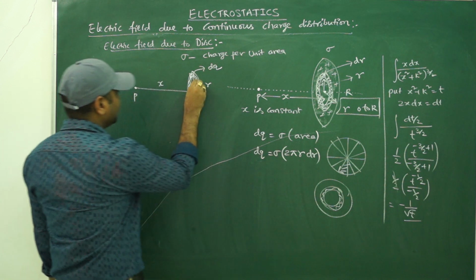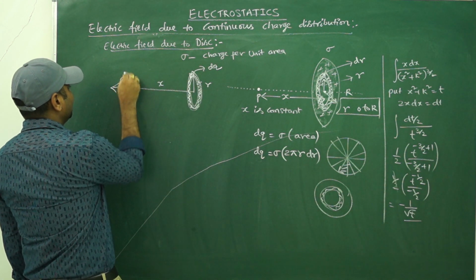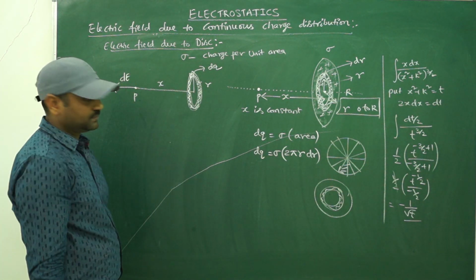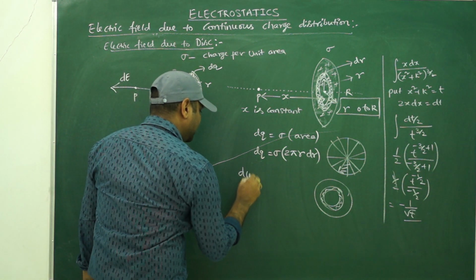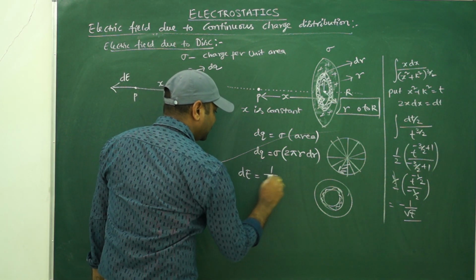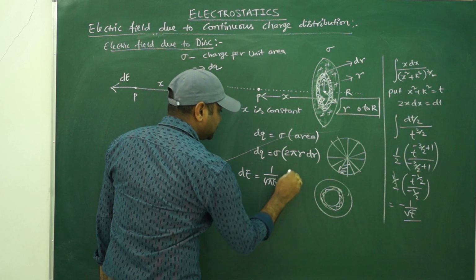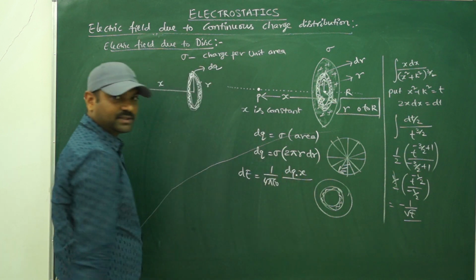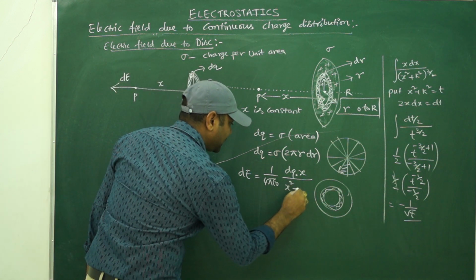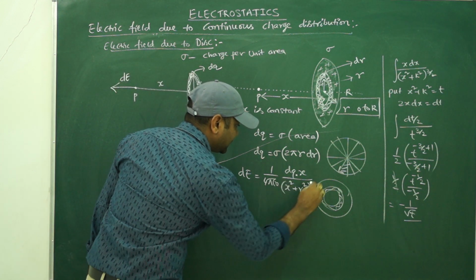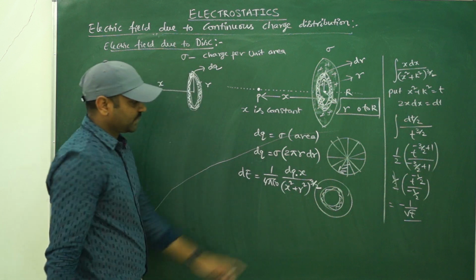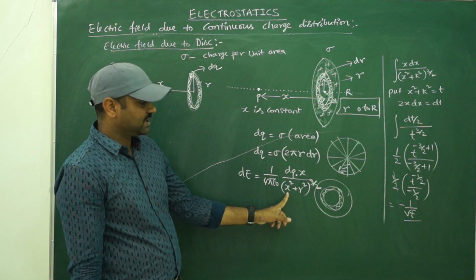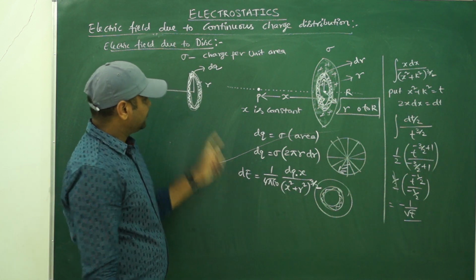If this is the charge on the ring, because of this ring, what is the field at point P? So I can write down that dE value is equal to, again 1 by 4 pi epsilon naught, charge on the ring into distance of the point x, by x square plus r square raised to 3 by 2, where r is the radius of the ring, x is the distance of the point. So this is the field due to the ring.